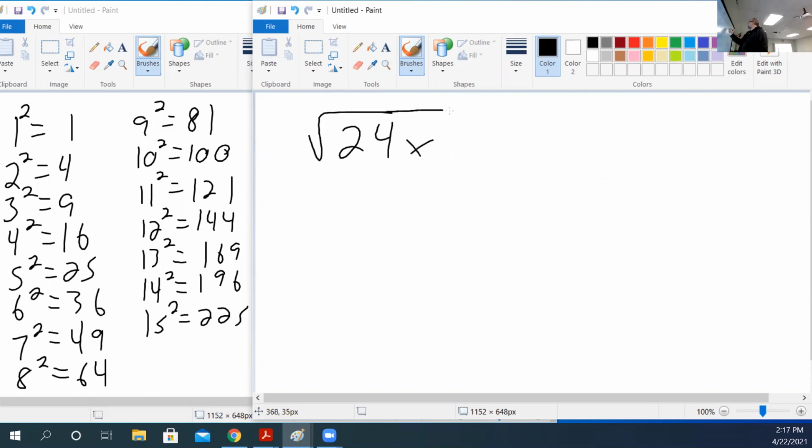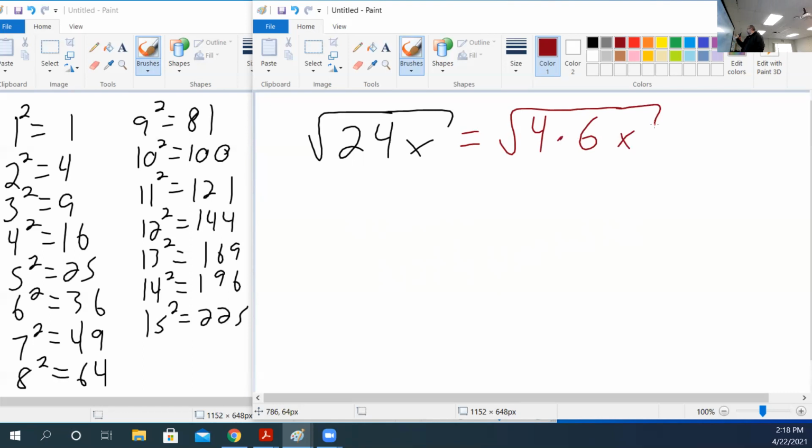So what if you're asked to find the square root of 24x? What you first want to do is look at the number and see, all right, what are the factors of 24 that I also see there on the left side of my screen? And then you go, oh, well, 4 works, right? Because 4 times 6 gives me 24. So it's going to be 4 times 6.